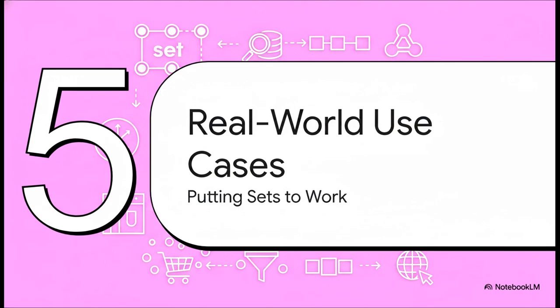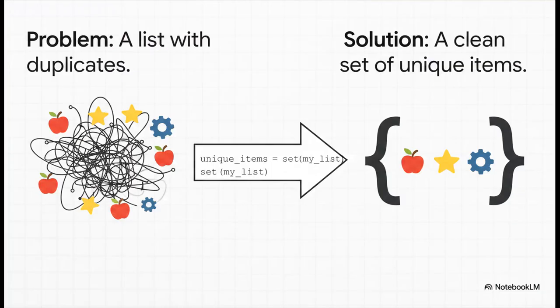When, in the real world, should you actually be using a set instead of, say, a list? Well, here's the big one we talked about at the very beginning. You've got a list, it's a mess, it's full of duplicates. The fastest, cleanest, most Pythonic way to get only the unique items, just turn it into a set. That's it. One line of code, problem solved.